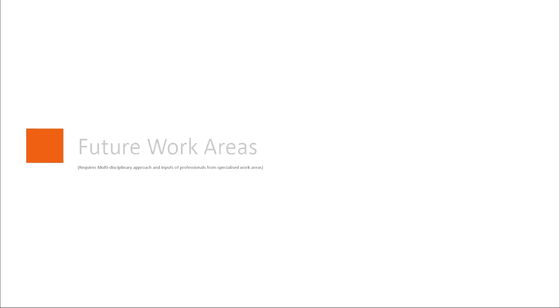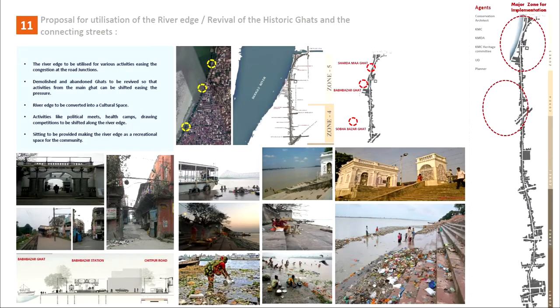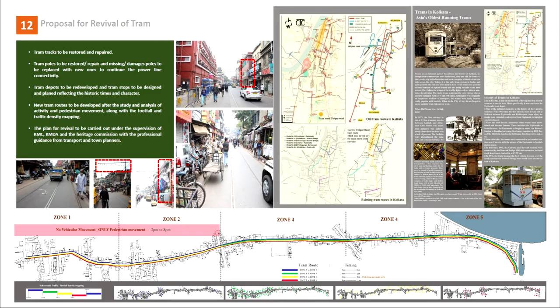Future work areas. These areas fall not only on conservation but multidisciplinary domains. Suggestions and recommendations are proposed but require a multidisciplinary approach and inputs from professionals from specialized work fields. Proposals for utilizing the riverage, revival of the historic ghats and the connecting streets. Proposal for revival of tram tracks to be restored and repaired, the poles to be restored, repaired, and the missing and the damaged poles to be replaced with the new ones to continue the power line connectivity.